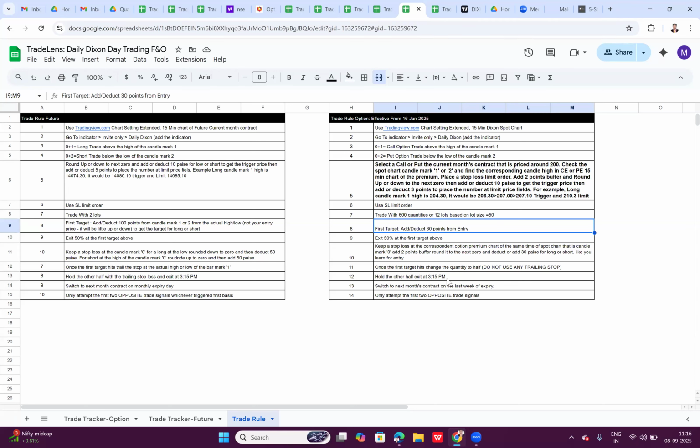I am repeating. In options, the first half quantity we have to book at a profit of 30 points. If you are trading 600 quantity, then half, 300 quantity, you book at a profit of 9,000 at 30 points. The remaining 50% quantity we hold for the time target of 3:15 with the same SL. Whenever 3:15 comes, you have to book the full remaining quantity at 3:15 p.m. Okay, this is an intraday indicator. We don't have to hold this position for the next trading day.